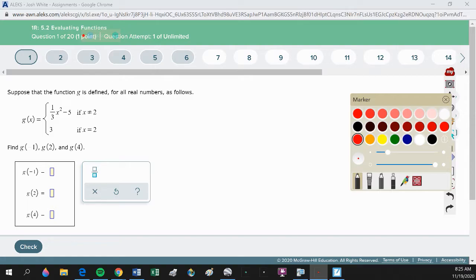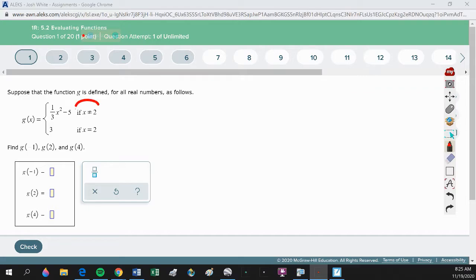Piecewise functions contain more than one function. They could contain 2 or 3 or as many as you want. So this one contains 2. And here are the instructions on how you plug things in. If the number you're plugging in is equal to 2, then that is your answer. If the number you're plugging in is not equal to 2, then you stick it in there.